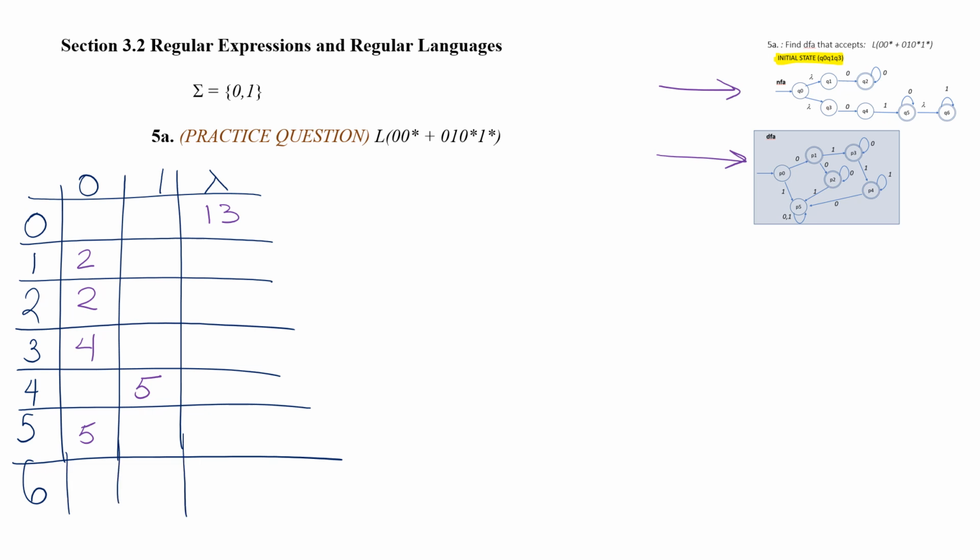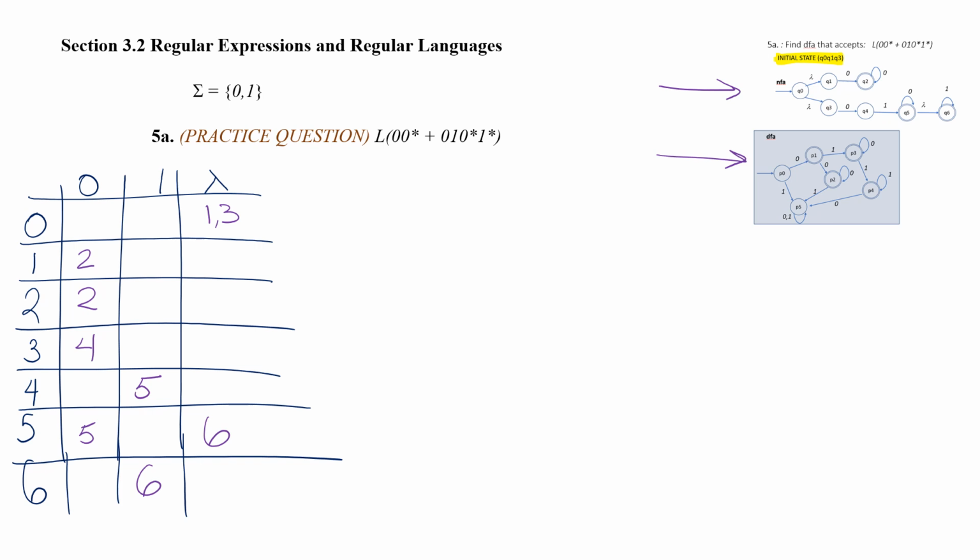Okay. 5 with a 1, I don't go anywhere, but I do have a lambda that can take me to 6. And this is a 1, 3. And then 6 with a 1, I stay in 6. So 1, 2, 3, 4, 1, 2, 3, 4, 5, 6, 7, 8, 9. I have 9 transitions, so that is correct.